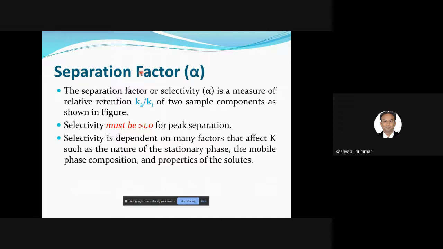In the next figure we will show what the separation factor is. Selectivity or separation factor must be greater than 1 for peak separation. Selectivity depends on many factors that affect K, the partition coefficient, such as the nature of the stationary phase, the nature of the mobile phase, and the properties of the solute. So the separation factor, denoted as alpha, is defined by K2 by K1, and it must be greater than 1.